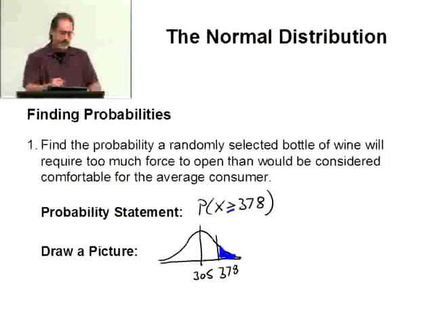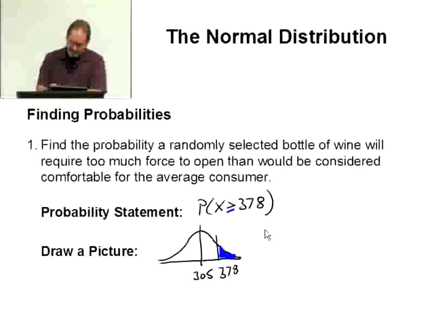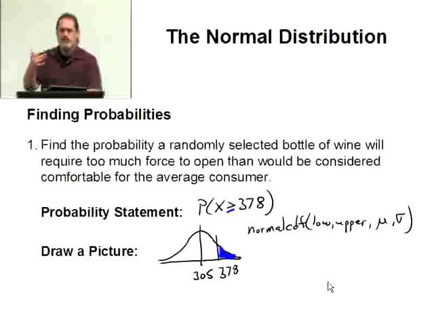Now, in your calculator, we will use a normal CDF command. It will be normal CDF, and the syntax is the lower bound, followed by the upper bound, followed by the mean, followed by the standard deviation. Now, when we go to the calculator in a minute and do this, you'll see there's a normal PDF and a normal CDF. You will never, ever, ever use normal PDF in this class. There's no use for it at all in this course.